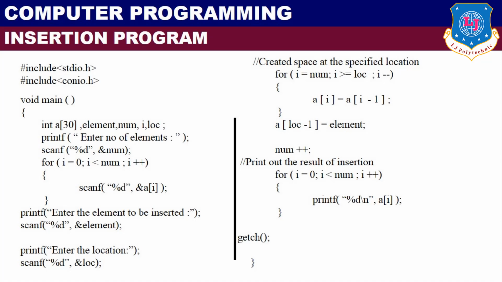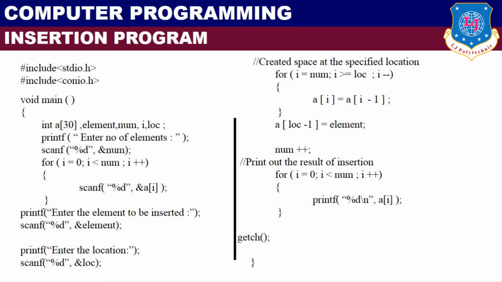We have an array, we have a new element and we have a location. So we have to create a space at that specified location, and then when we have a space, we will insert that element at that specified location. For that, let's understand this looping operation. We start our loop with i equals num and go till i greater than or equal to location, decrementing i's value, i minus minus.